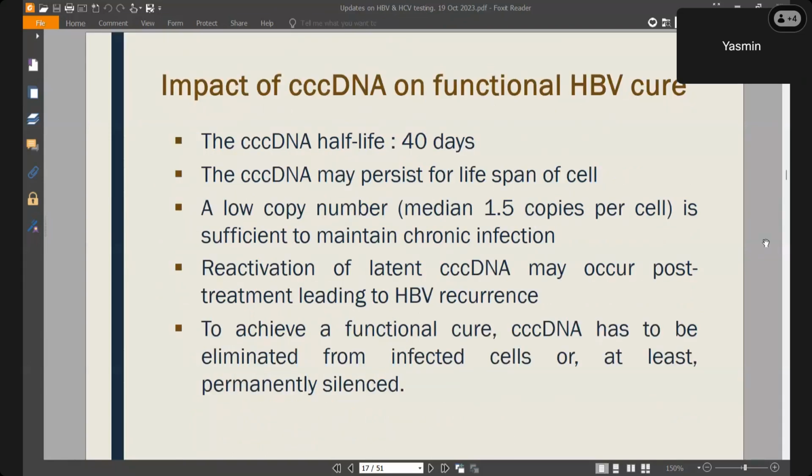The other thing you need to remember is in relation to its half-life, all right? How long it can remain. Why is it causing a major issue? Well, it has a half-life of 40 days, more than a month. And it has the ability to persist for the lifespan of the cell that's inside. Now, it doesn't need a lot. A low copy number, you're talking about 1.5 copies per cell, is enough to maintain a chronic infection. All right. A reactivation of latent cccDNA has been known to occur post-treatment. That's where you get your HBV recurrence. So, in other words, to achieve a functional cure, all right, in other words, no cccDNA, it has to be eliminated from the infected cells or at least permanently silenced, all right? Sounds very ominous.